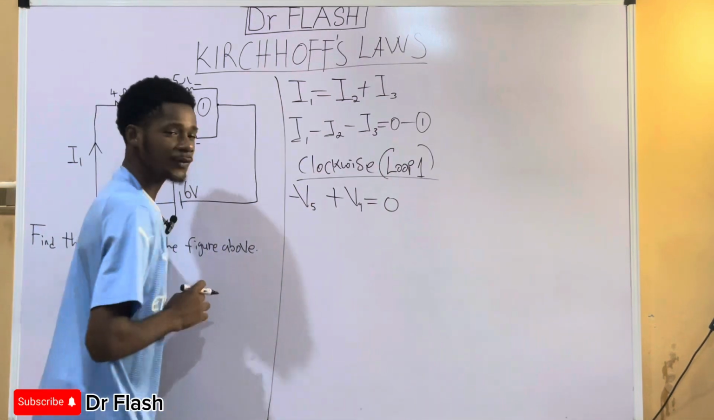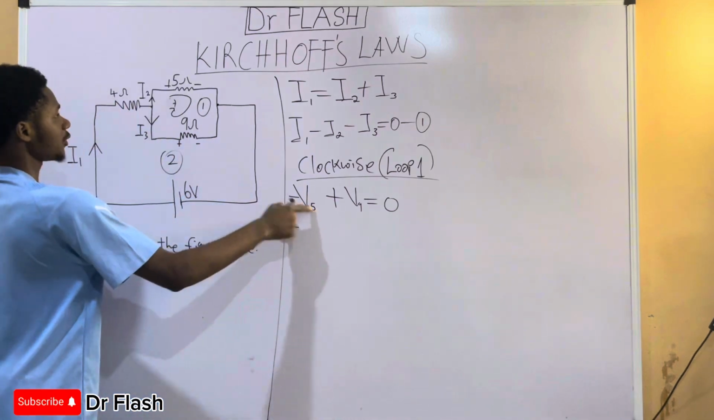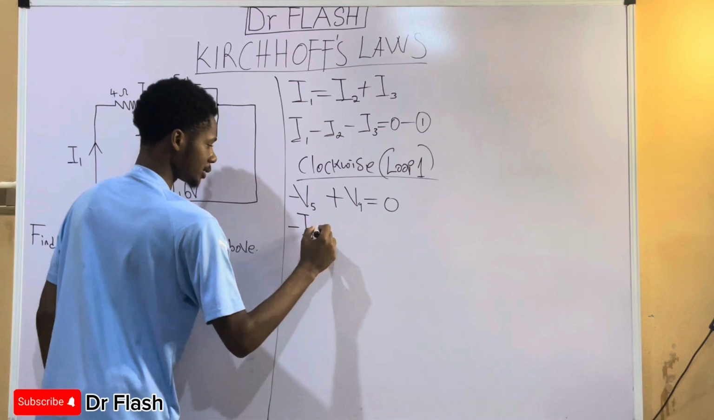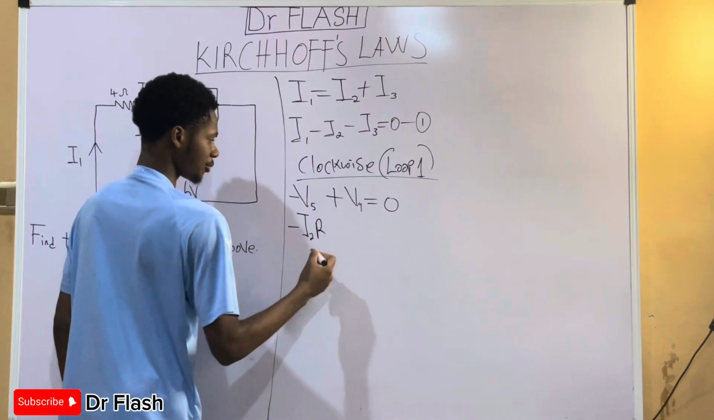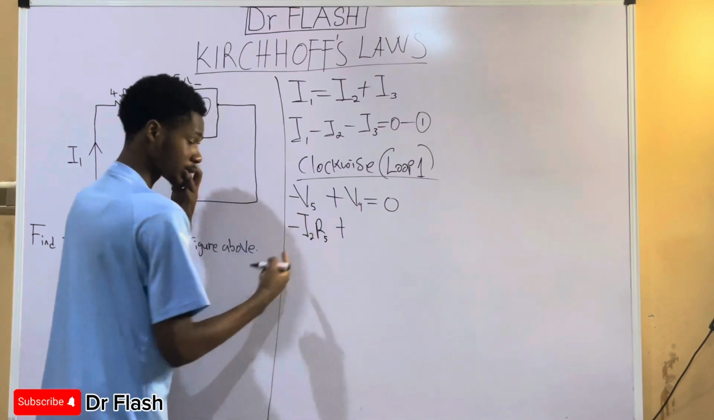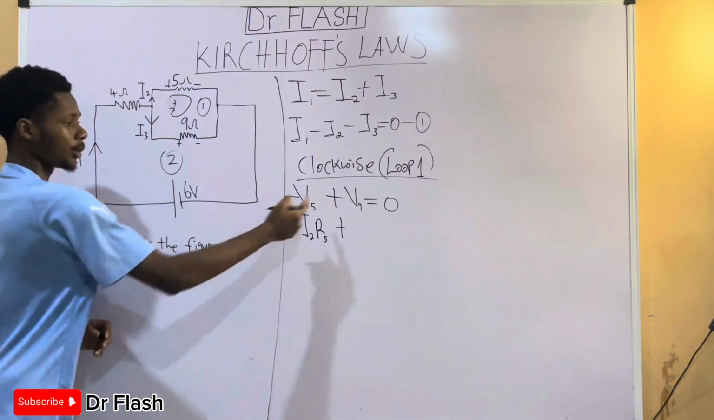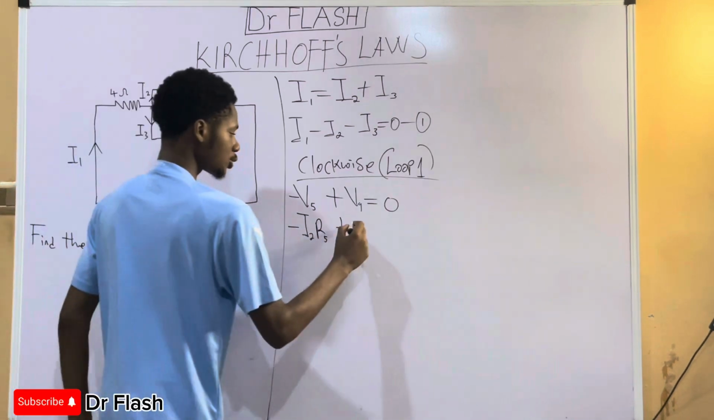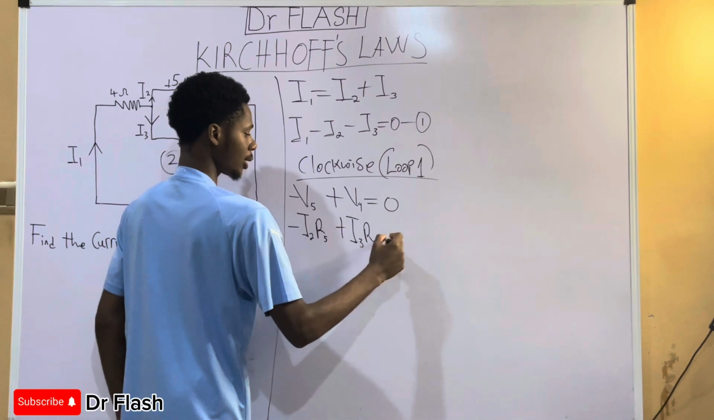Now from here we know that V is equal to IR, so we're going to have minus, what is the current across the 5 ohm resistor? That is I2, so we have I2 times R. Let's just write it as R with a subscript of 5, so you know it's the 5 ohm resistor, plus, now for the 9 ohm resistor, the current here is I3, so the current here is I3 times the 9 ohm resistor, and this is equal to 0.